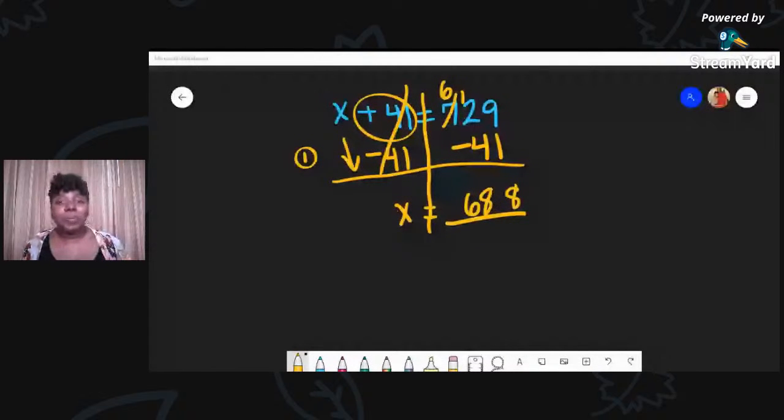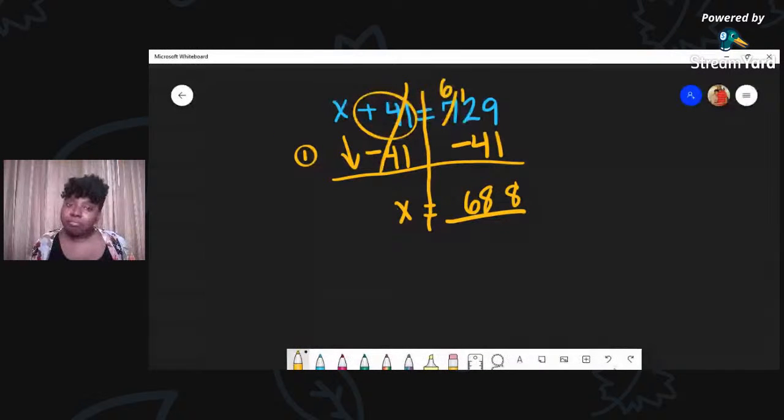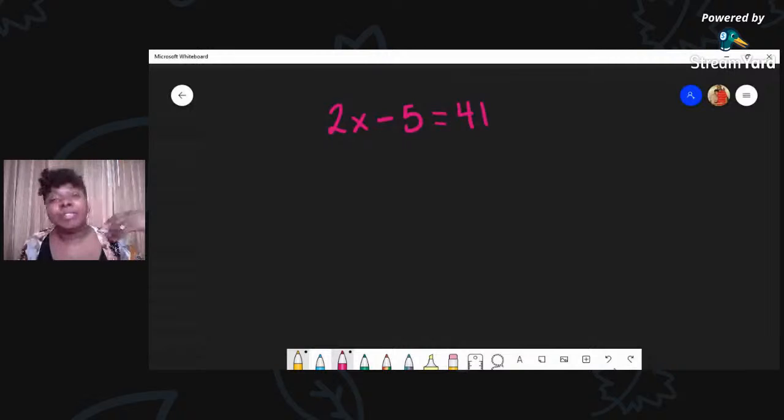This is called a 1-step equation because it took us just 1 step to solve it. All right, now, if that was a 1-step equation, let's see a 2-step equation. So 2x minus 5 equals 41. Okay, so 2x minus 5 equals 41.